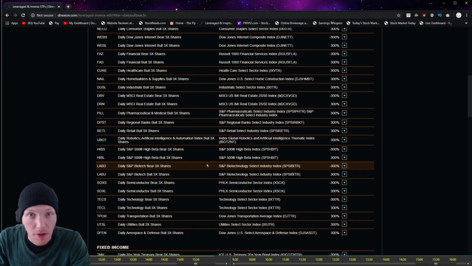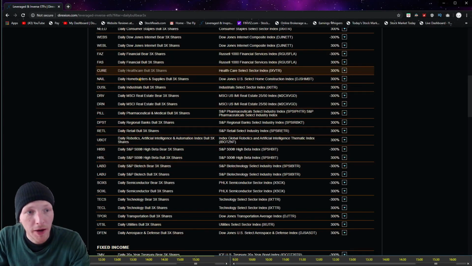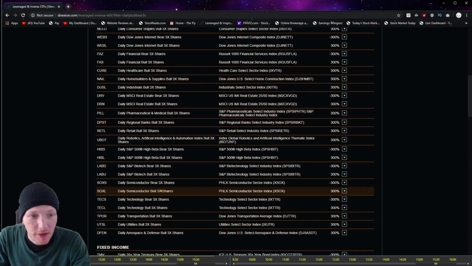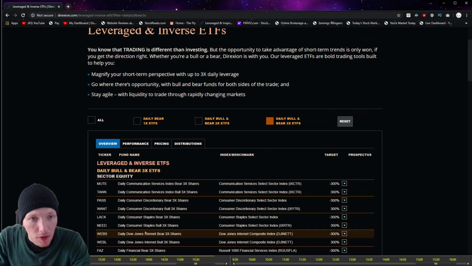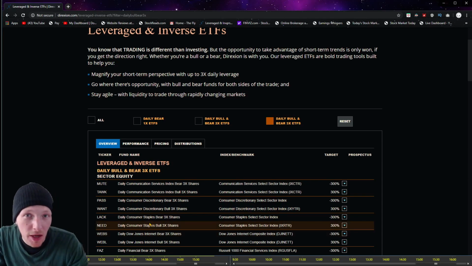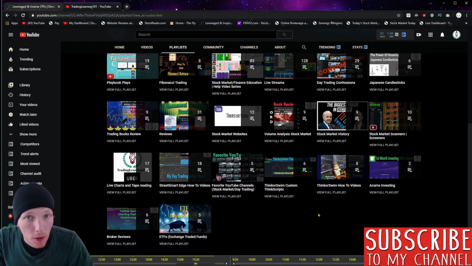There's all kinds of ETFs and inverse ETFs on different subjects, whether it be financials, healthcare, home builder supplies, pharmaceuticals, regional banks, semiconductors, biotechs, technology, transportation, aerospace and defense. There's all kinds of ETFs out there, and even your brokers like TD Ameritrade and Charles Schwab all offer their own ETFs as well.